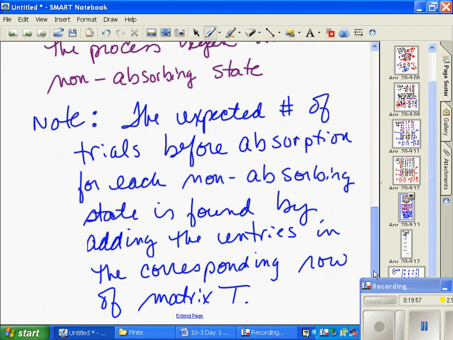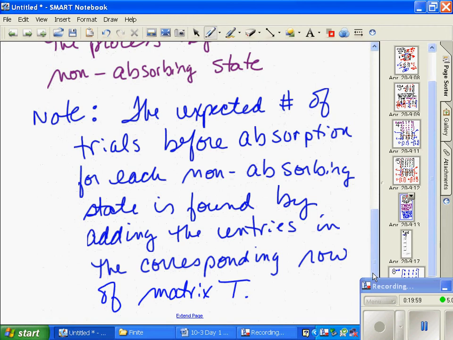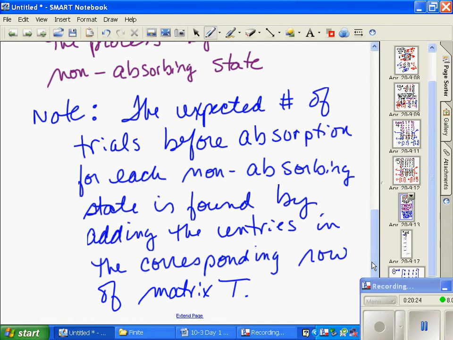Now, if we were going to add the rows in our matrix T, the expected number of trials before absorption for each non-absorbing state is found by adding the entries in the corresponding row. So say you wanted to know how many times you are going to be in all the states before you get absorbed. You would add that row of matrix T. And that's what we're going to figure out in the next two examples.